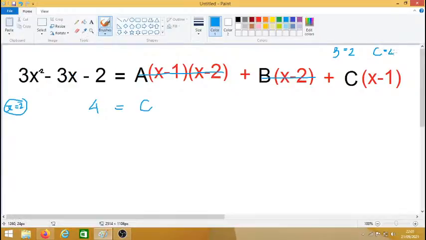Only the a left to get. But we can't go with 2. We can't go with x is 1 either. Let me just take one of those lines off. So think about the next value for x. Okay, we can go with any value you like, but you just want to choose an easy one.